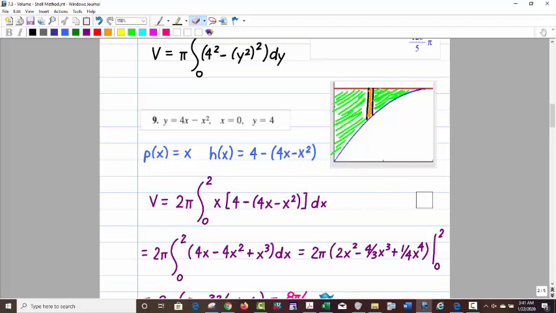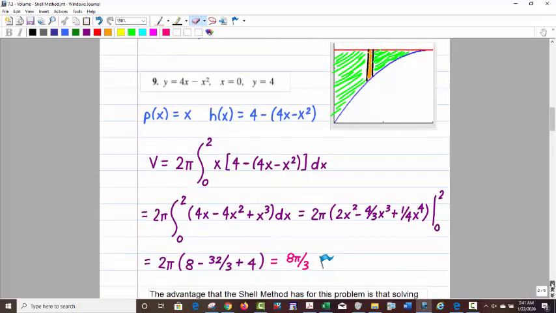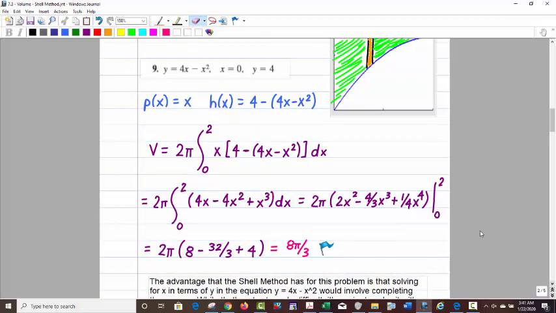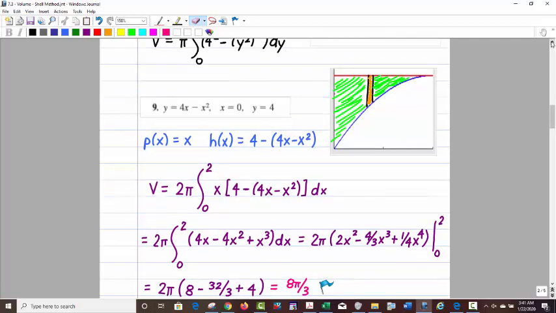Actually, I worked this one out. Most times I don't mind if you use a graphing calculator to work these out. That's fine, but I'll show you how to do it manually. It's a good skill to have, and it's not a hard integral. So we've got x times this. I just distributed through here, and I'll be careful because the minus is going to affect both of those signs. So it'll be 4x minus 4x squared, but it'll be plus x squared right here. So that's going to be x cubed.